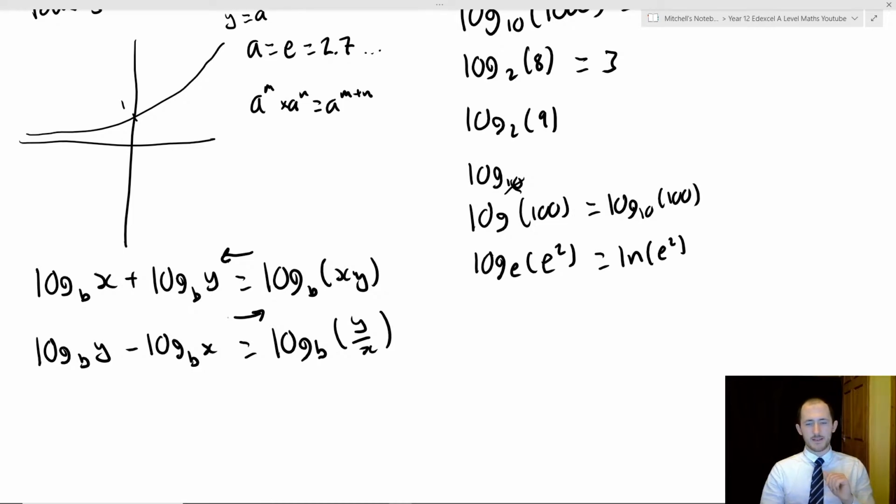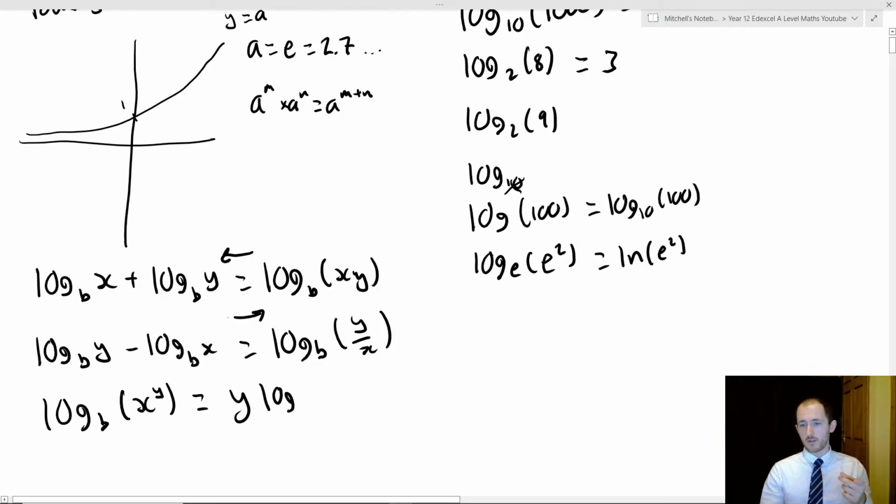The next kind of thing that we need to do is the power law, which just states that if you have log to the base b of x to the power of y, that is the same as just moving the y to the front and having y log_b x. This is one of the most important rules that we're going to come across. It comes up a fair amount.